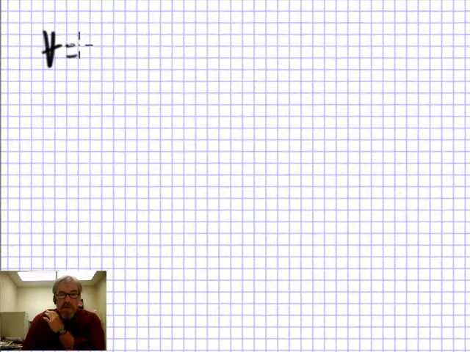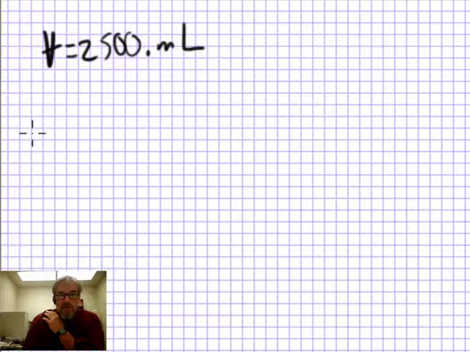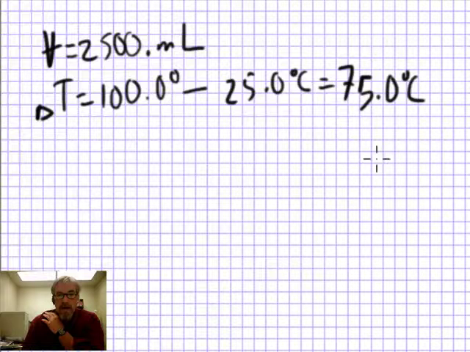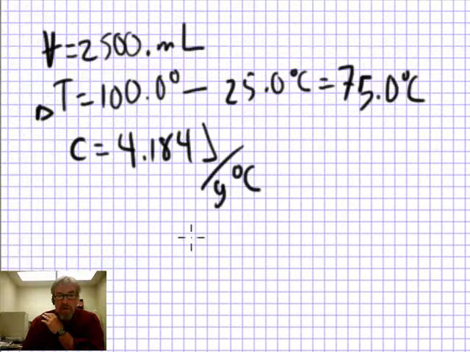So let's sketch out the things that we've analyzed here. Just make a list. We know volume is 250 milliliters. We know that the temperature change is 100 degrees C from 25 degrees C. That's how much it changed, and that's 75.0 degrees C. We know that the specific heat for water is 4.184 joules per gram per degree C.